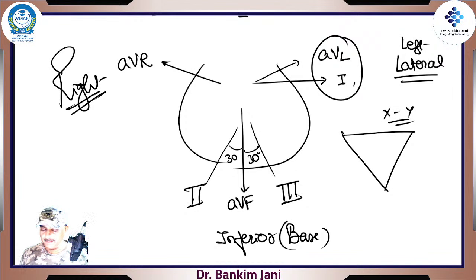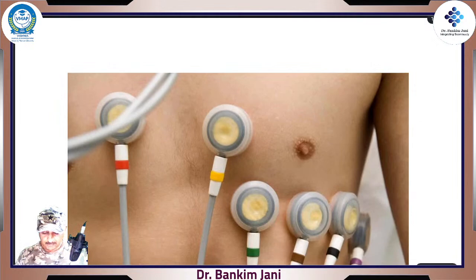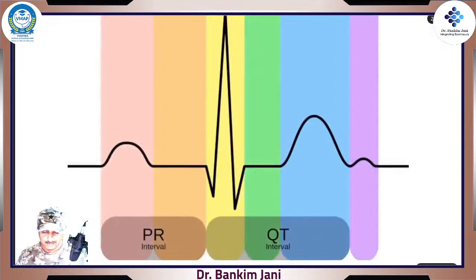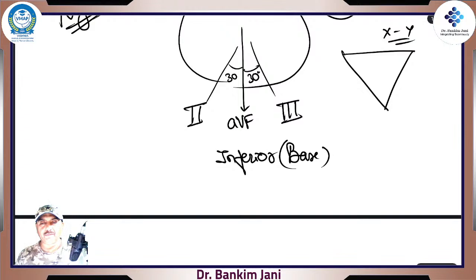So we stop at this point. This is the crux of the entire session for today: which lead will be watching which side of the heart, and why. That is because of the resultant vectors, and that's what we really see. Saved it. From day after tomorrow, we'll straight away start watching all of these, even the ECGs. We'll see lots and lots of ECGs so that we get all those variations also.